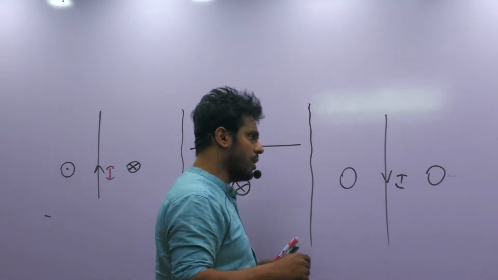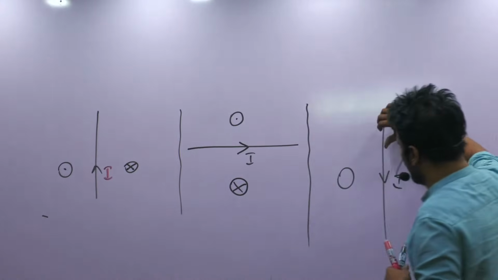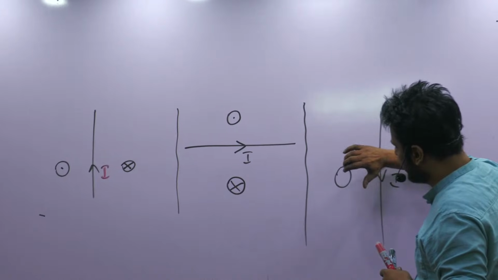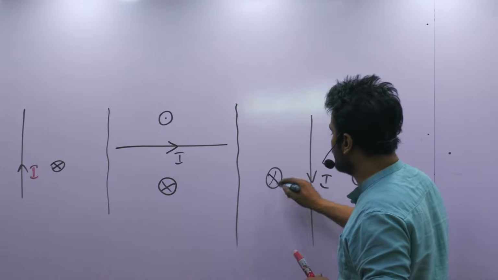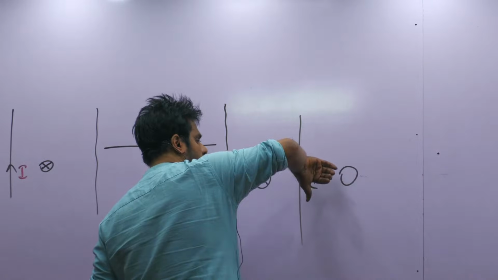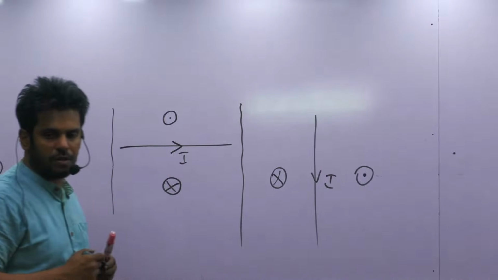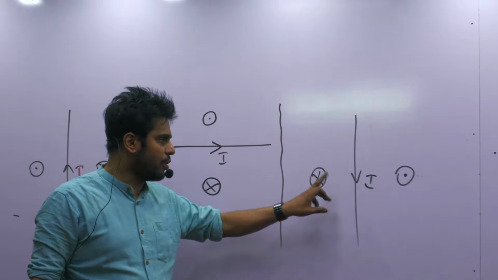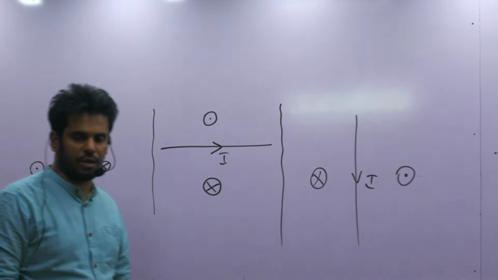Now again, the last one. Keep your thumb in the direction of the current like this. To the left of the current it gives cross, inwards, perpendicular to the sheet. To the right of the current it gives dot. Now this is the method to find the direction of the magnetic field by using the current. Now that one is okay.